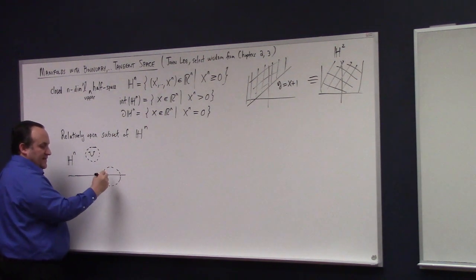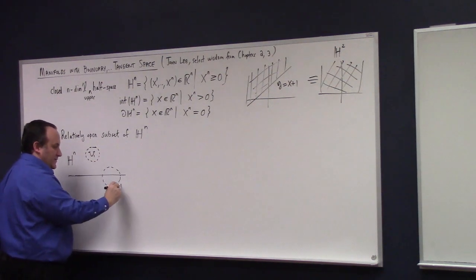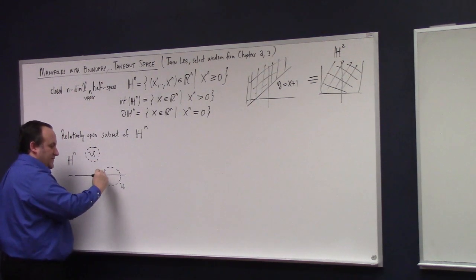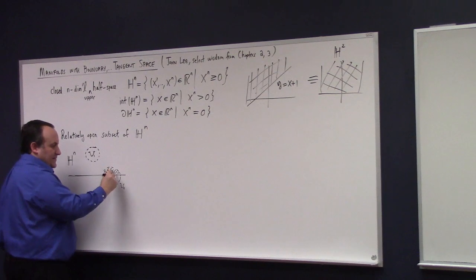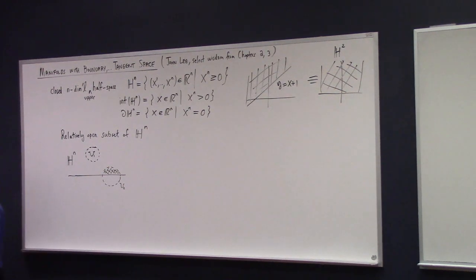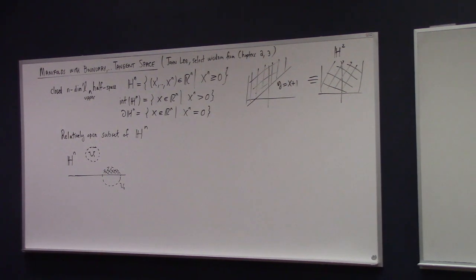And in that case, the intersection of U2 with Hn would just be this piece right here. So that little half disk kind of thing, that would be relatively open. So relatively open subsets of a closed set, or a set with an edge, are formed by the intersection of the open sets in the larger space with the smaller space. This is called the relative topology, right? You'll learn about it in a couple of weeks.